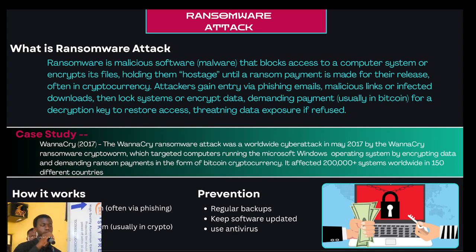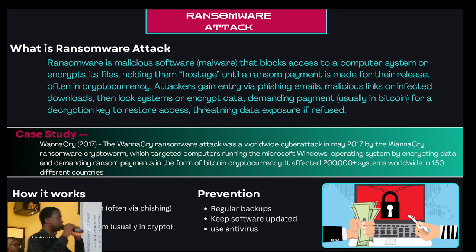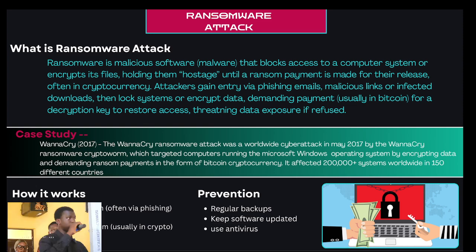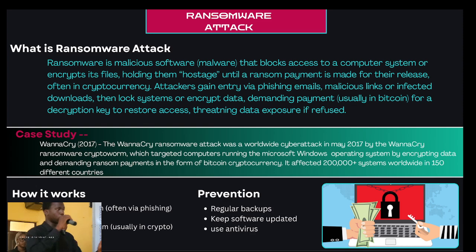It's very annoying. Now, around 2017, there was a type of virus called WannaCry. This was a ransomware, also a crypto one, which targeted computers running Microsoft Windows. It affected over 200,000 systems worldwide in about 150 plus countries. Now, how do you prevent them? You prevent them by regular backups, keeping your software updated, and using antivirus.